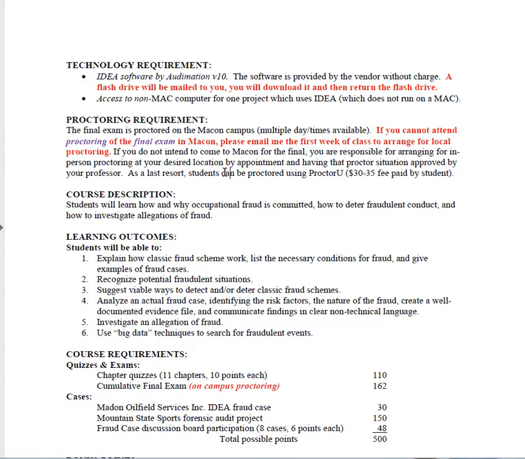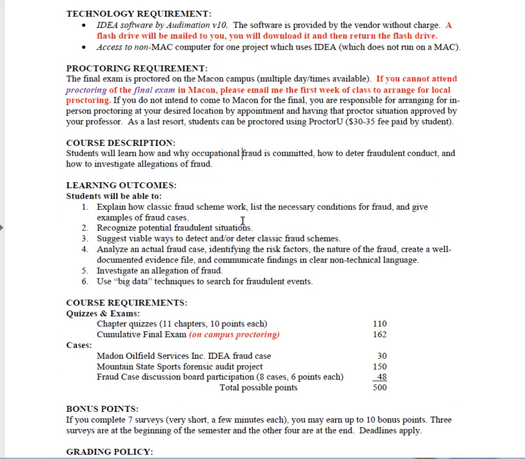If for some reason you and I cannot figure it out, and in the years I've been teaching this, I've never had this happen, that we couldn't find a place that was convenient where you could be proctored. But if that happens, then you would have to pay a fee to be proctored by ProctorU at your home, at your computer. So I'm not trying to sell you anything. I just assume you get it complimentary, but that is the emergency option if we can't get it done.